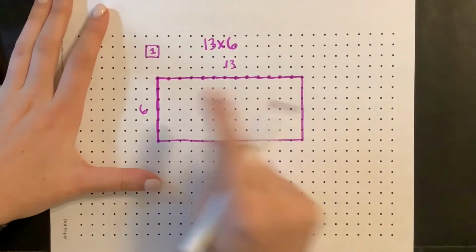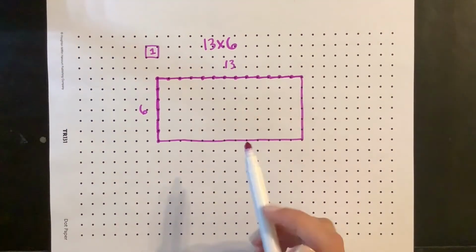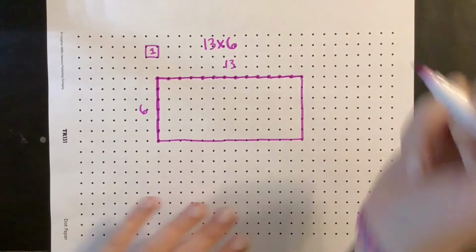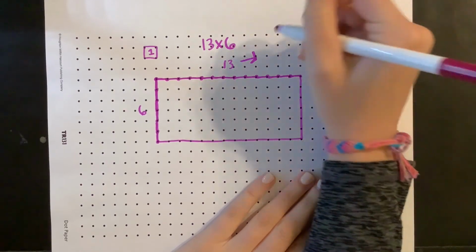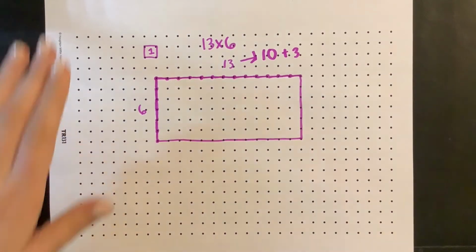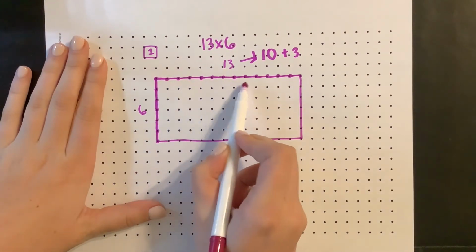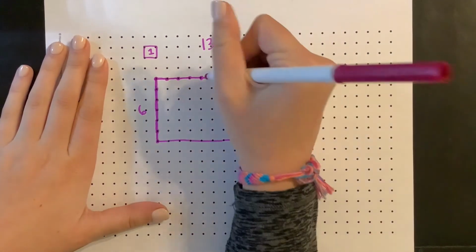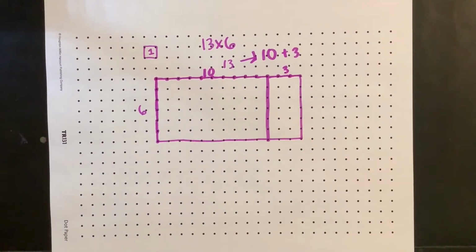So what I could do is count out each square to get my total. We know that's not as efficient as multiplying. So I'm thinking about how I previously broke up the number 13. I said 13 was the same as 10 plus 3. So what if I find 10 squares? 1, 2, 3, 4, 5, 6, 7, 8, 9, 10. And what if I cut this picture right here? So over here, this is 10, and this over here is 3 left over.